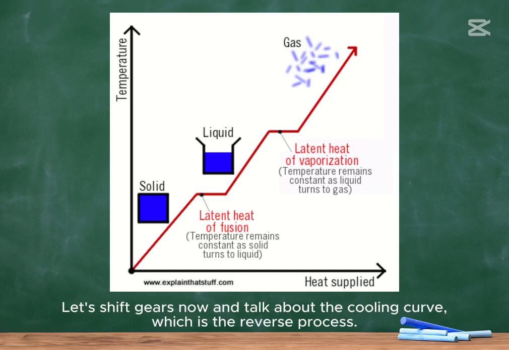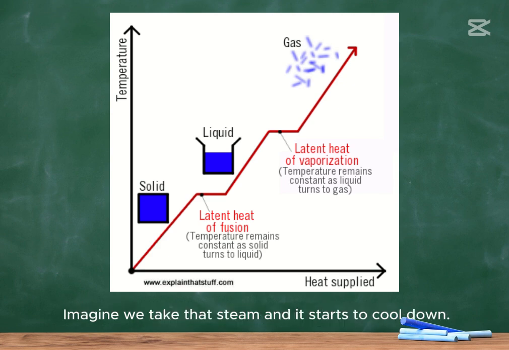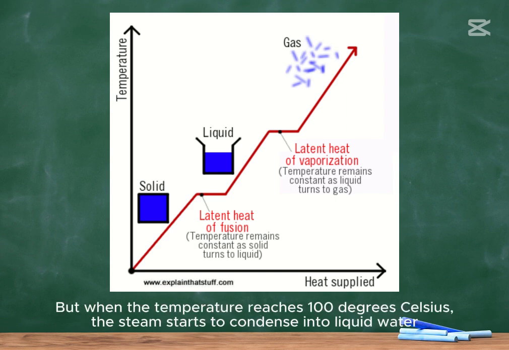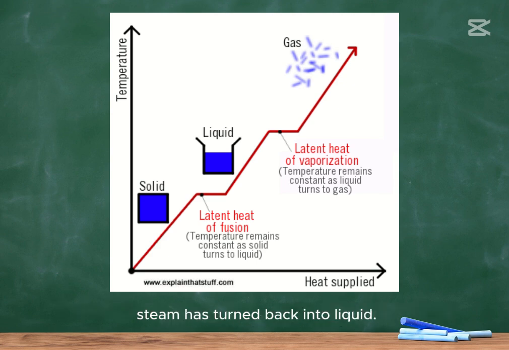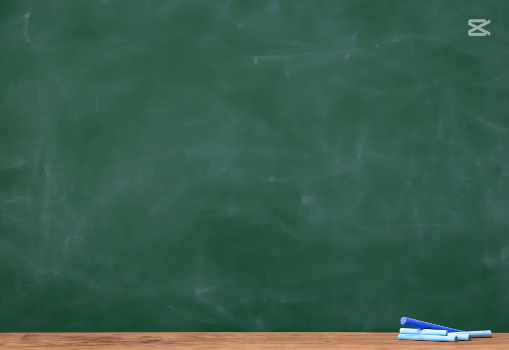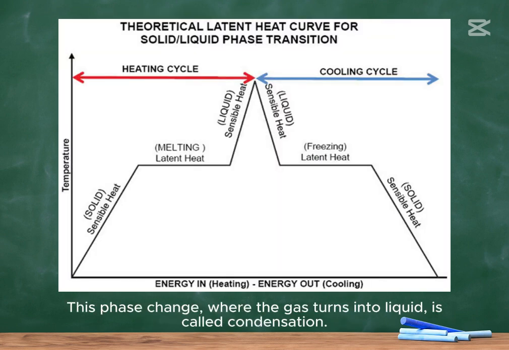Let's shift gears now and talk about the cooling curve, which is the reverse process. Imagine we take that steam and it starts to cool down. As the steam cools, its temperature begins to drop. But when the temperature reaches 100 degrees Celsius, the steam starts to condense into liquid water. During this phase, heat is released, and the temperature doesn't decrease until all the steam has turned back into liquid. This phase change, where the gas turns into liquid, is called condensation.